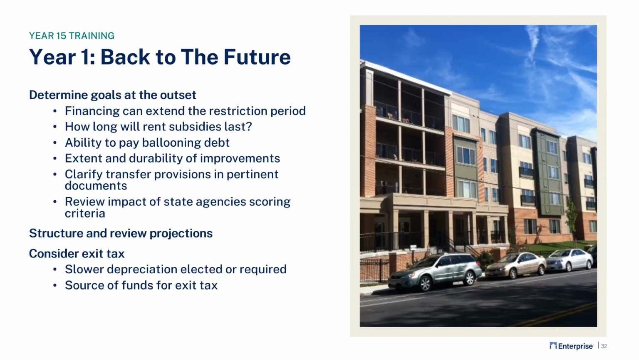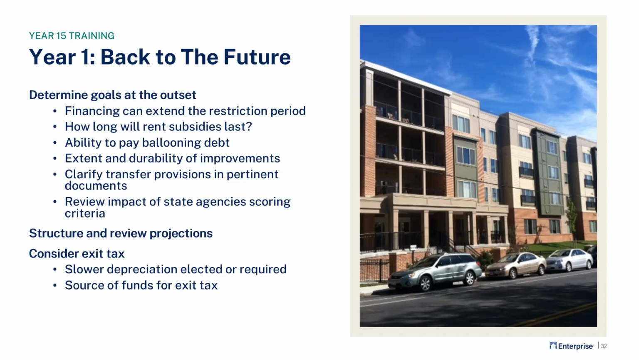What does the financing look like? How long will rent subsidies last? Do you have any ballooning debt, like I mentioned? What condition are the improvements in? Do you have significant capital needs, whether green capital needs or just straightforward physical capital needs? Do you have a full understanding of what happens at year 15 as far as the buyout option or the right of first refusal or anything else that's in there, or if there's a put option, for example?